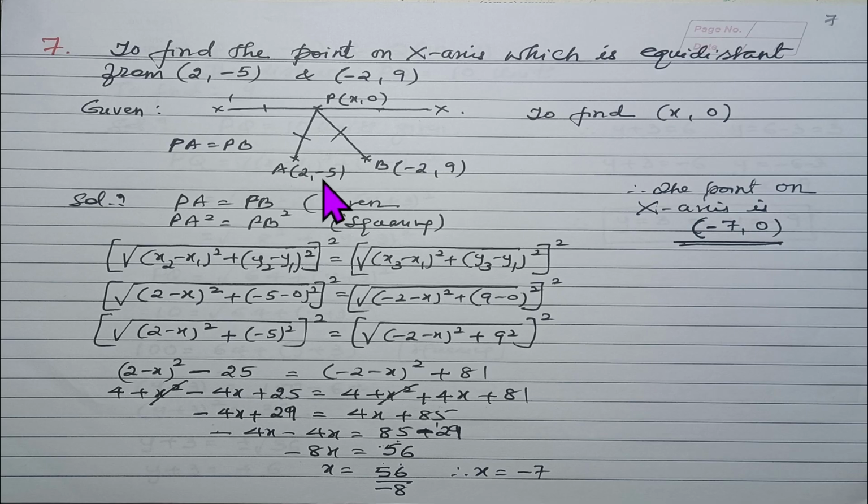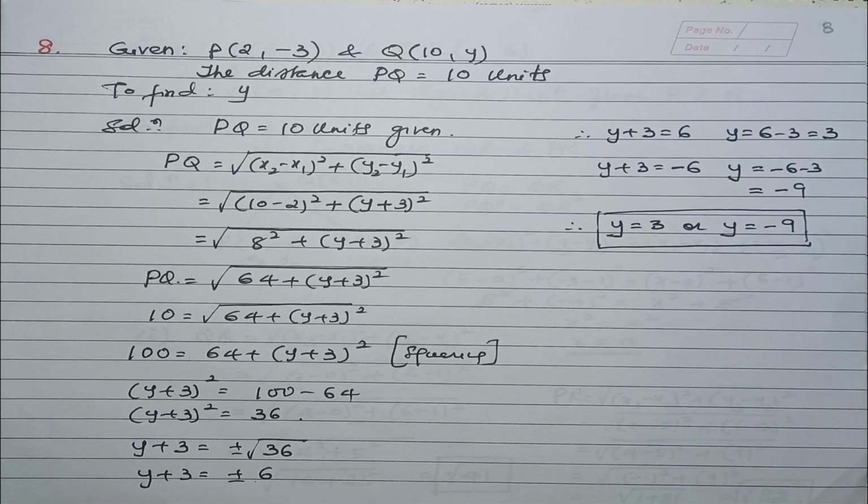A very simple method using the distance formula. Now the next example: we are given 2 points, P (2, -3) and Q (10, y). The distance PQ is 10, that is, the distance between the 2 points P and Q is 10 units. Now we have to find the value of y. Again, same procedure. So PQ is given as 10 units.